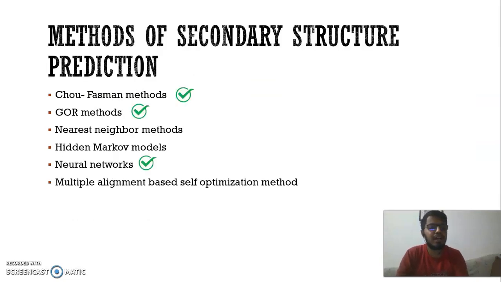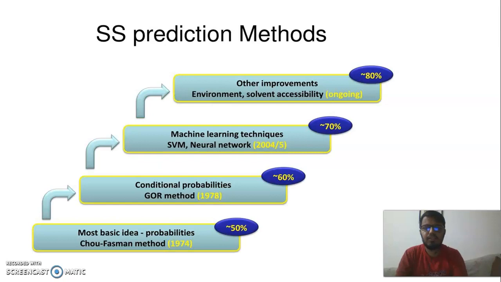Now, what are the methods that can predict the secondary structure of proteins? Fundamentally, the Chou-Fasman method, the GOR method, and nowadays we are using neural network methods for structure prediction. So, what is the accuracy of each method that we rely on and how do they predict structure?